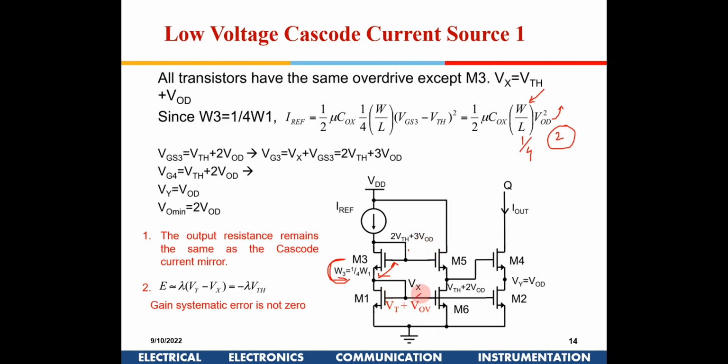So here it is VT plus VOV. Here it will be VT plus 2 VOV. So this VGS is VT plus 2 times VOV, because the width is 1/4, length being the same. And hence this voltage has come to be VT plus 3 VOV. Is this okay with all of you? Anybody has got any doubts?